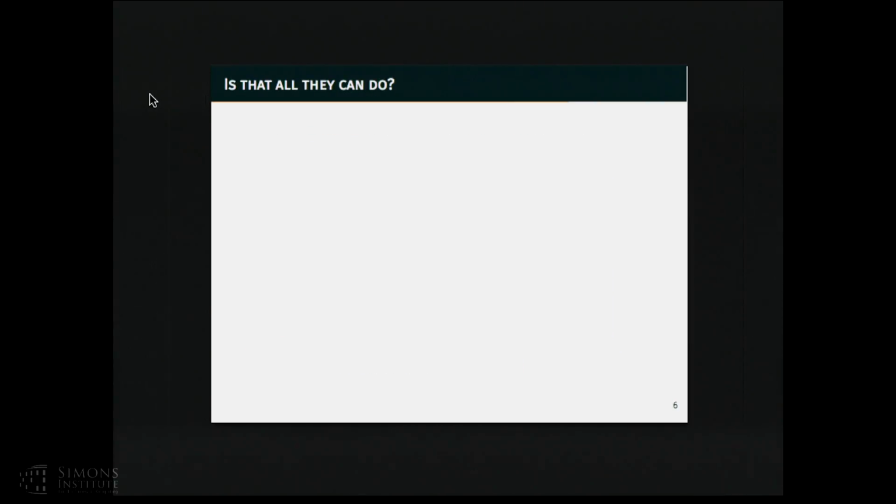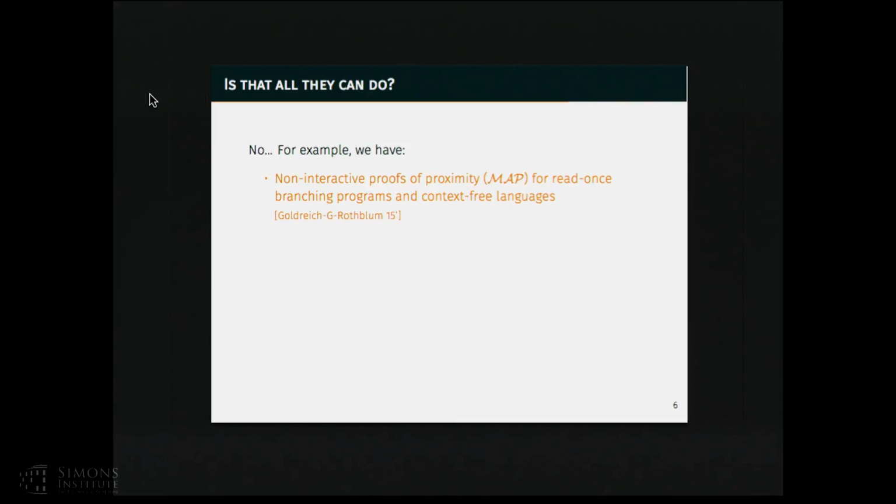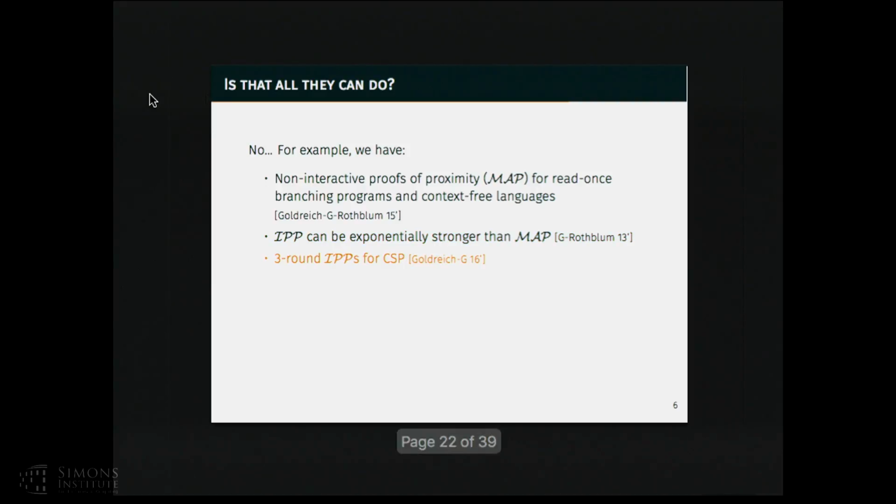Okay, but this is just the beginning. Interactive proofs of proximity can do much, much more. For example, even without interaction, so if we're given just non-interactive proofs of proximity, then we can test in sublinear time any language accepted by a read-once branching program or context-free languages. We know that if we add interaction, then suddenly you can be exponentially stronger than what we could without interaction. And in fact, with only 3 rounds, we can handle any CSP problem.